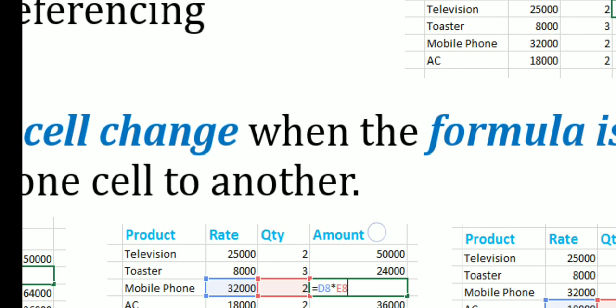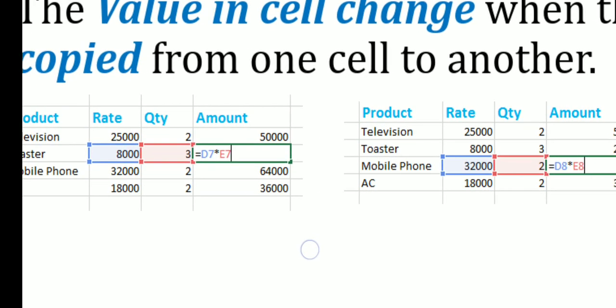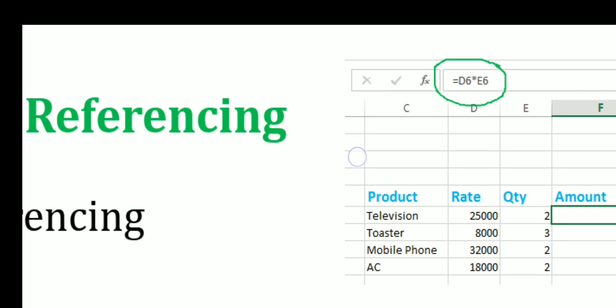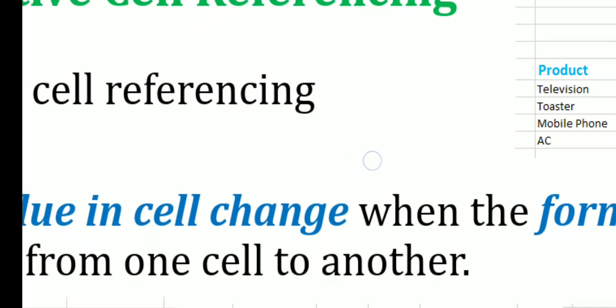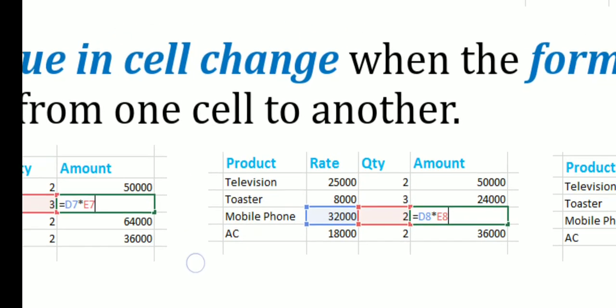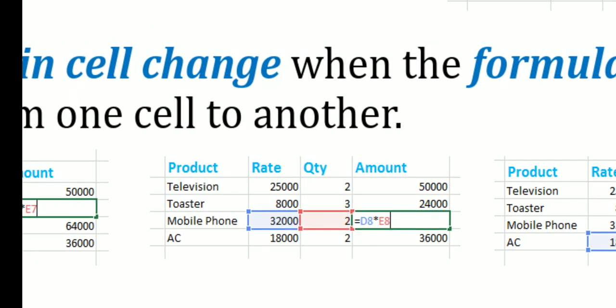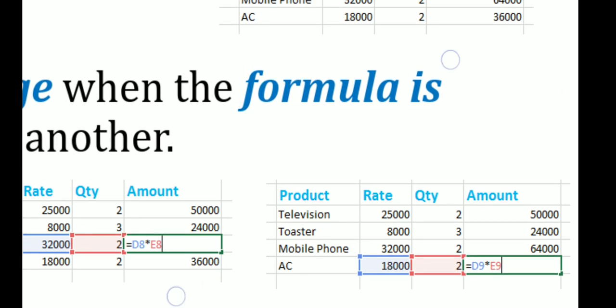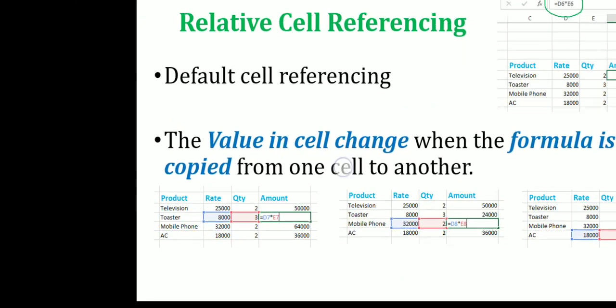Now see here, when you copy the formula, what is happening? The cell references have changed. Earlier it was D6 and E6. Now it is D7 and E7. Now see here, for the next row, it is D8 and E8. And in the next row, D9 and E9. Now I am coming to the point.